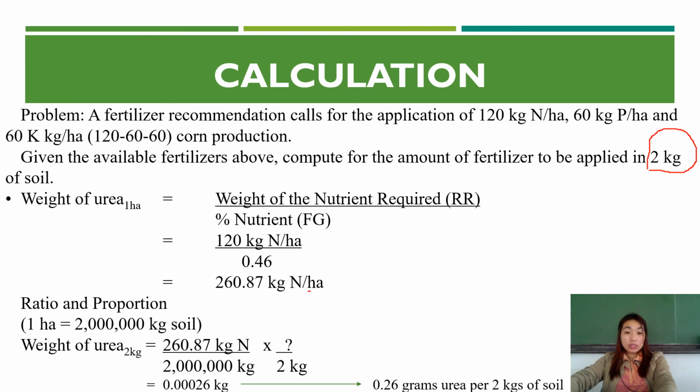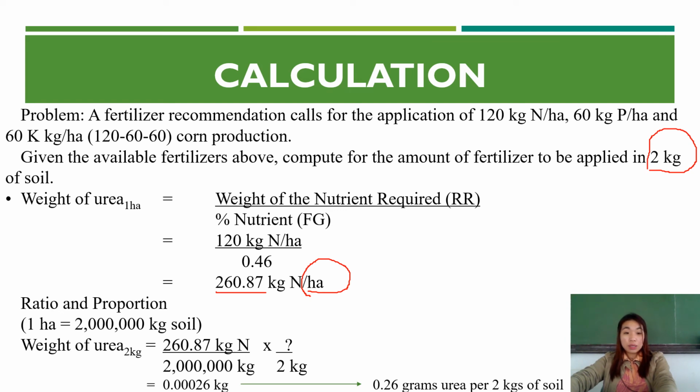Now, this is in hectare. So, if you are applying in a hectare, this is what you apply. But we are only applying to 2 kilograms of soil. So, therefore, you just use ratio and proportion. In 1 hectare, it contains 2 million kilogram of soil. Therefore, 260.87 kilogram of urea over 2 million kilogram of soil, how many kilogram of urea are you going to apply if you are going to apply it in 2 kilogram of soil?